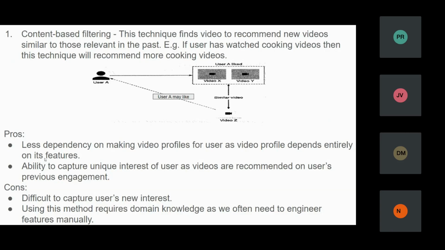So in the diagram, it shows the same thing, that videos X and Y were liked by user A. Because it was liked by user A, a similar video to X and Y, which is Z, was recommended to user A. So the advantages are less dependency on making video profiles for users, as a video profile depends entirely on its features.